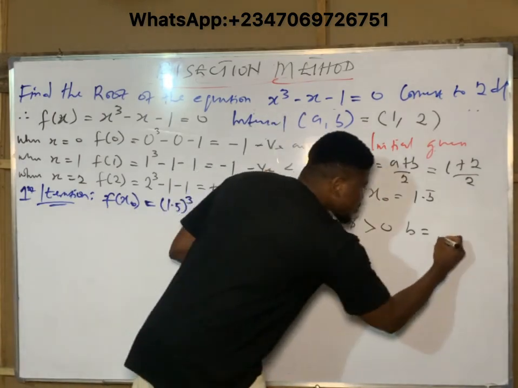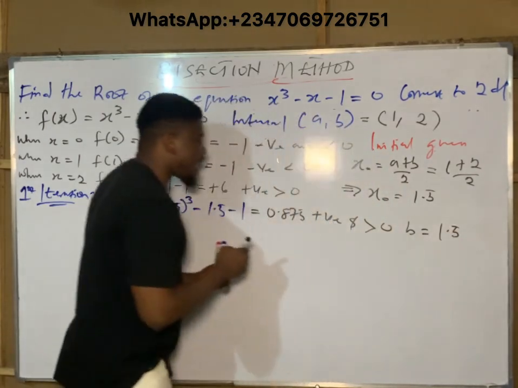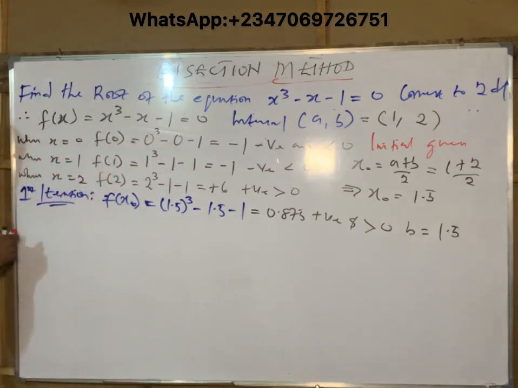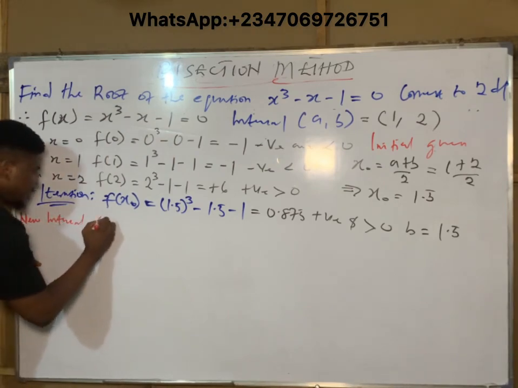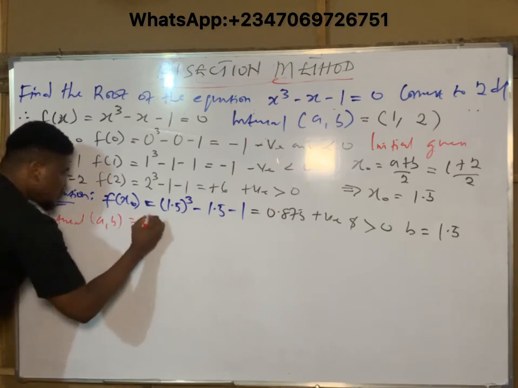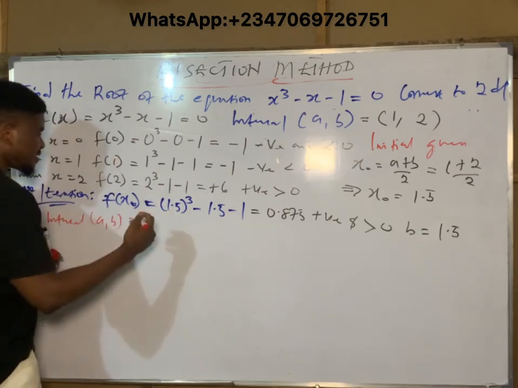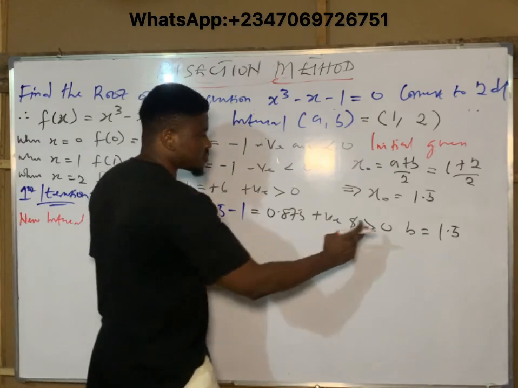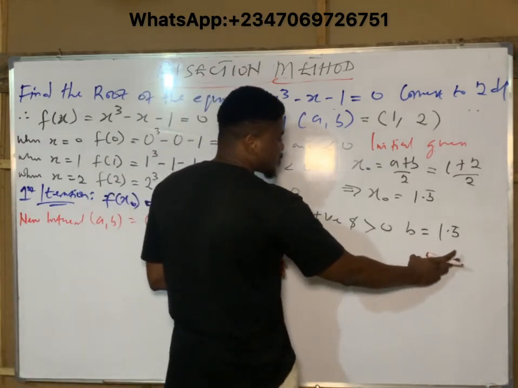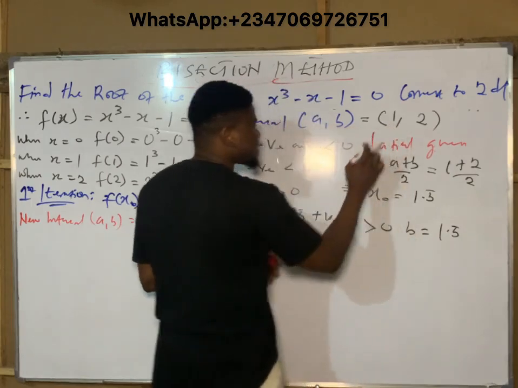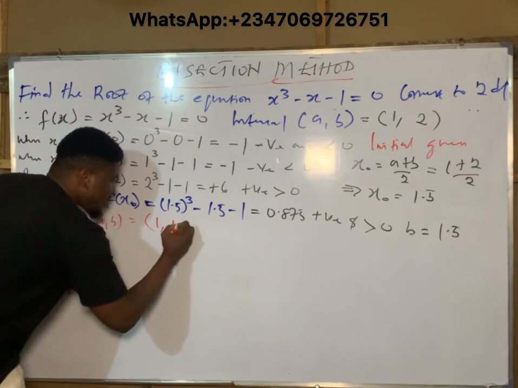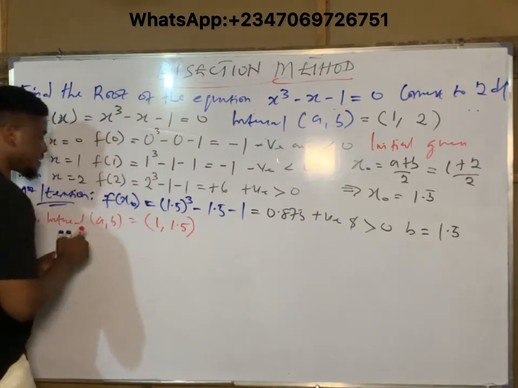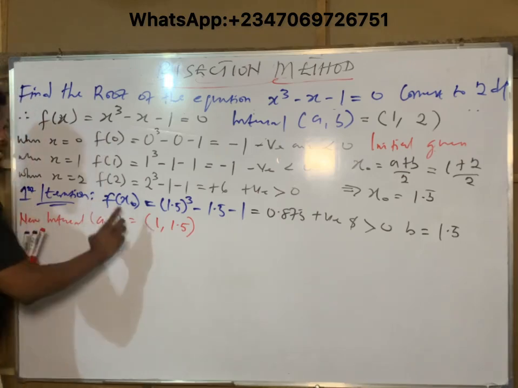So b is equal to 1.5. So we have now a new interval. Our new interval becomes, remember, a comma b. So a remains a. It doesn't change. What changed now was b. So we had a new value that caused the function to be positive. So our a remains as 1, and b is now 1.5. So what this means now is that the root lies between 1 and 1.5.